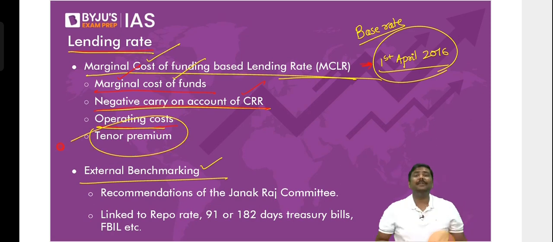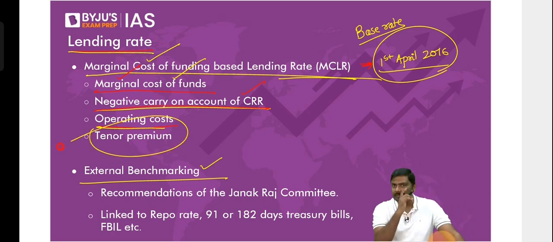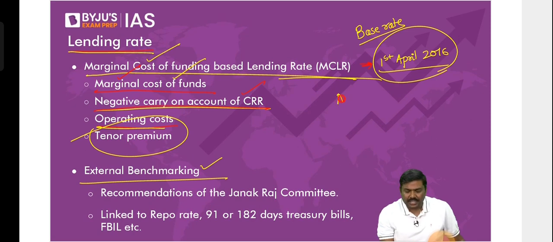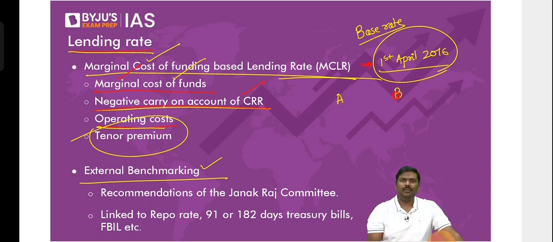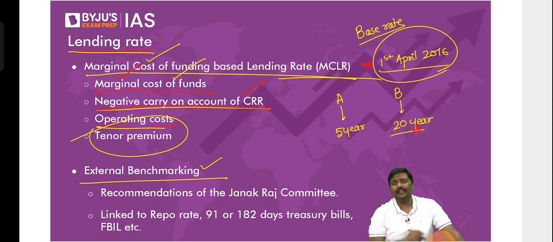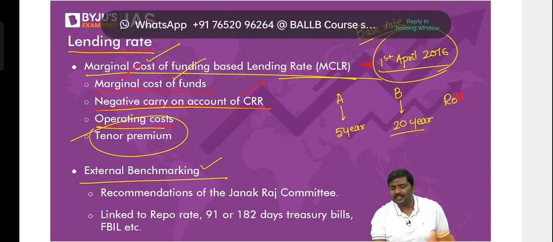And finally, the tenor premium. What is the meaning of the term tenor premium? Let me give a very simple example. Imagine there are two people, A and B. Both are taking the same loan for, let's say, housing. One person will take a loan for a 5-year tenure and another person will take a loan for a 20-year tenure. You tell me, on which of the two loans should the rate of interest be higher?